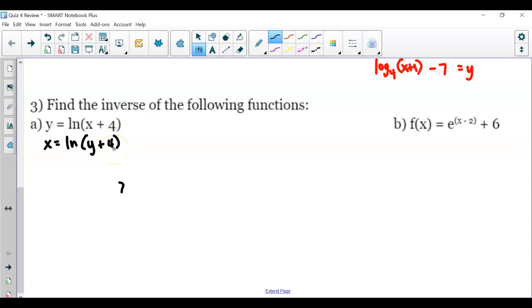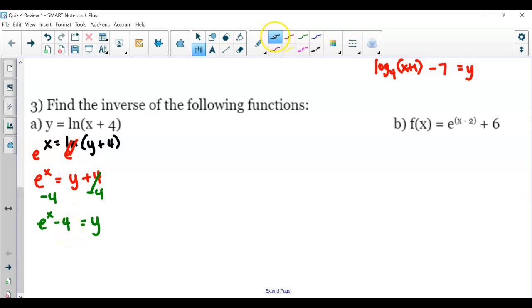Now again, notice how our natural log is by itself. This is all grouped together. So we can now go ahead and get our inverse of natural log, which is e. What we do to one side, we're going to do to the other side here. So this is e to the x, right? Because e is our exponential. Remember, our inverse functions cancel out, and really you're just left with y plus 4. So now to solve for y, just subtract 4 from both sides, and y is equal to e to the x minus 4.